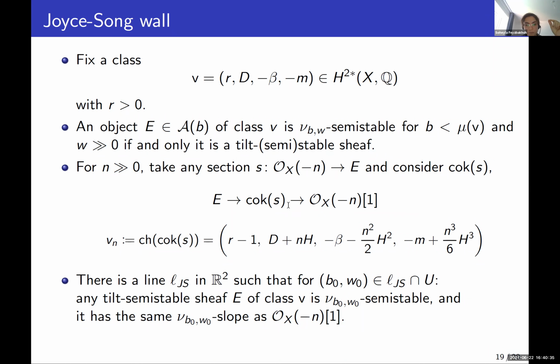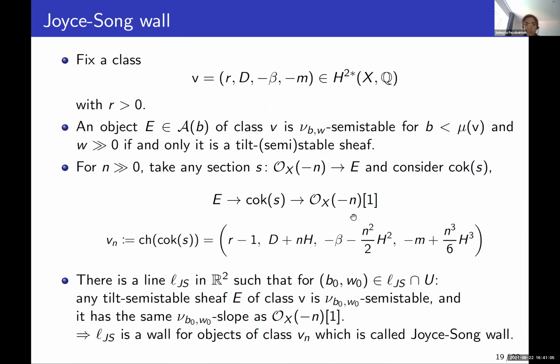But we can show that if we move a little bit above this line LJS, then the slope of E gets smaller than the slope of OX minus N shifted by one. That's why the cokernel of S is stable above this LJS. But below the wall, the slope of E gets bigger than the slope of OX minus N shifted by one. That's why the cokernel of S is unstable.